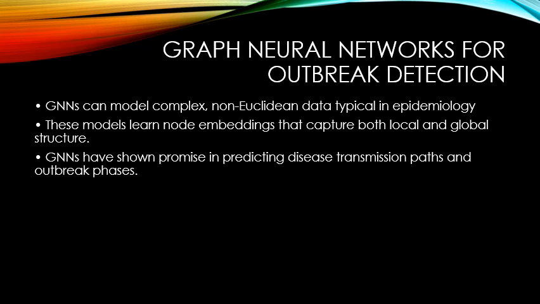Graph neural networks for outbreak detection. GNNs can model complex non-Euclidean data typical in epidemiology. These models learn node embeddings that capture both local and global structures. GNNs have shown promise in predicting disease transmission paths and outbreak emergence.